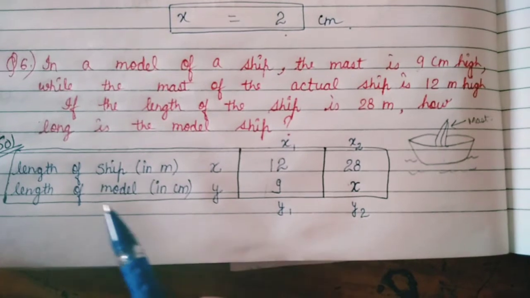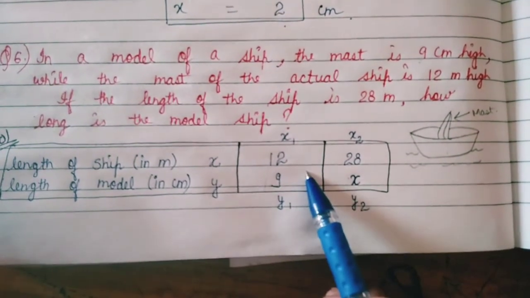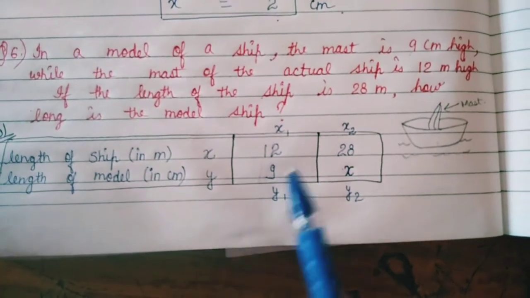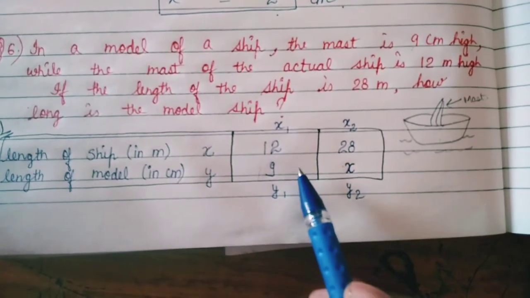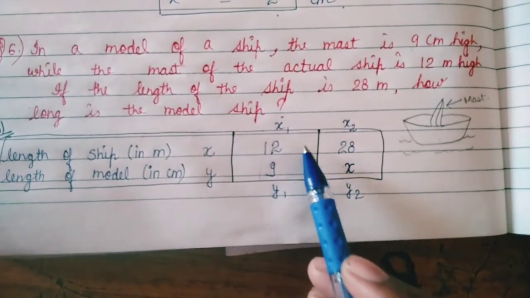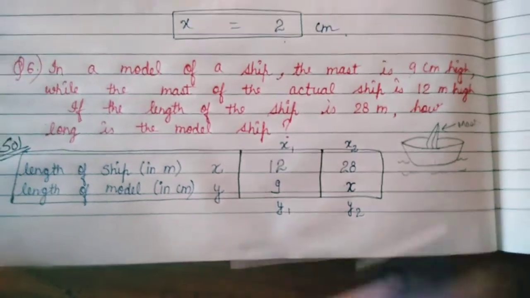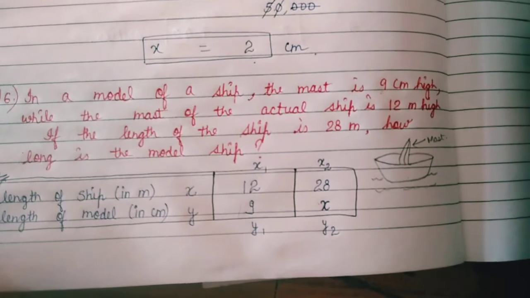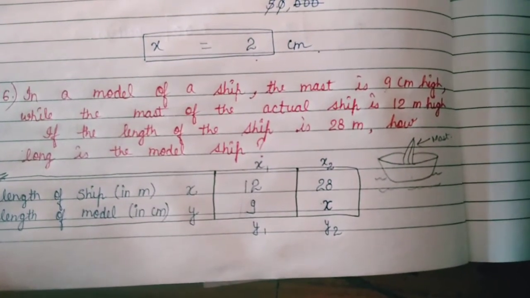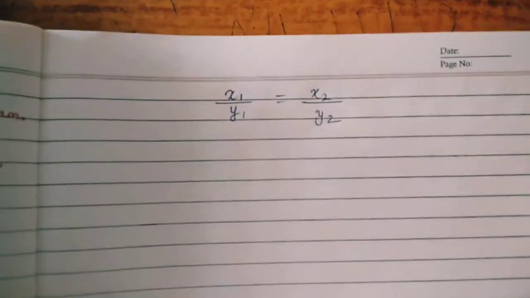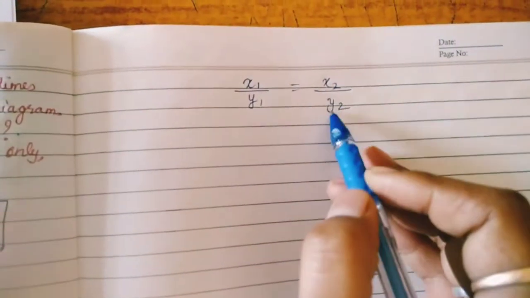So as the length of the model increases, the actual length of the ship also increases, and as the length of the small model decreases, the actual length of the ship also decreases. So here we will apply the direct proportion method, which says that when x is divided by y, the value will be constant. Okay, that's why here x1 by y1 is equal to x2 by y2.